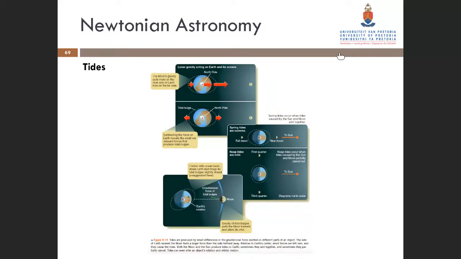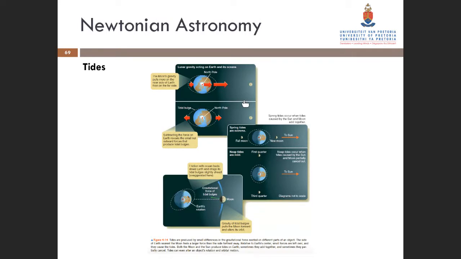So here we can see the lunar gravity acting on Earth. So we have the moon here. So here we will have high tide, and we can see the pull over here. So on both sides of Earth, due to the gravitational pull of the moon, we have tidal bulges. So over here we'll have high tide, and over here we will have low tide.